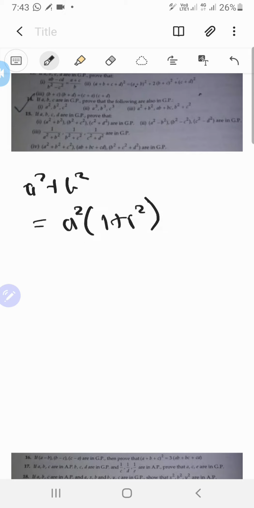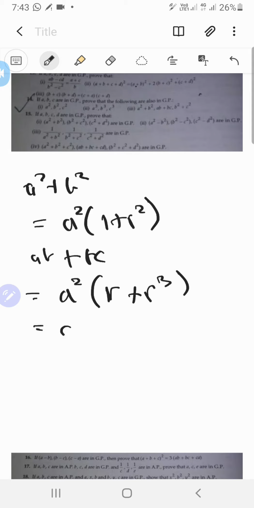So let's do it. A squared plus b squared, that is a squared into 1 plus r squared. Yes, and then you have ab plus bc, that is a squared into, well, how many r's over here? Only one of them, so r. How many r's over here? So this is ar, this is ar squared, so r cubed, which is a squared into 1 plus r squared into r.